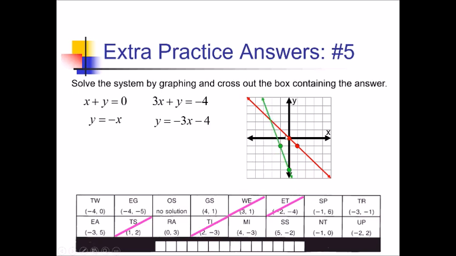It looks like I'm crossing at these grid lines. That's the point negative 2, comma 2. Negative 2, comma 2 is this up box right here, so let's cross that off, and we'll move on to the next question.